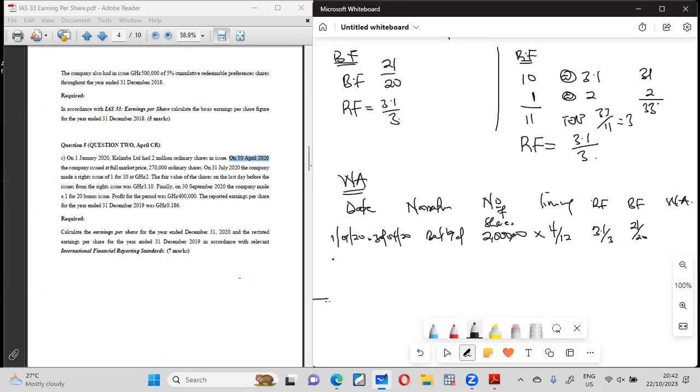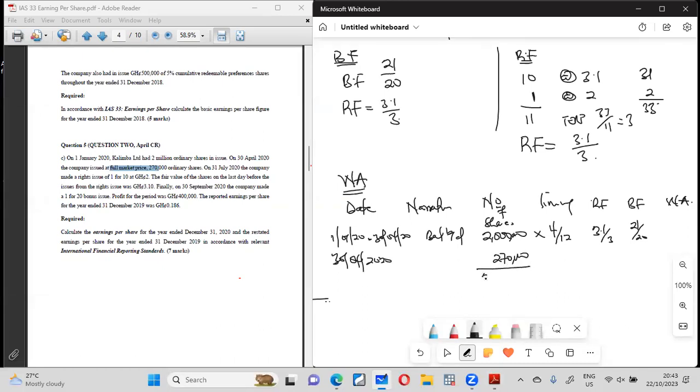All right. Now, on that April 30th, 2020, what they did was a full market issue. So that one was 270.